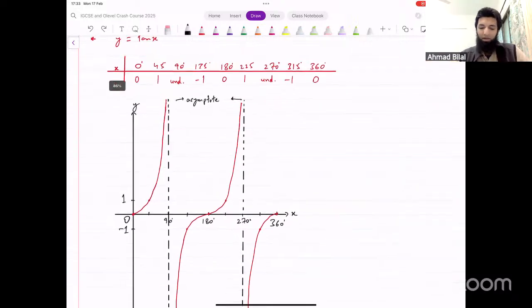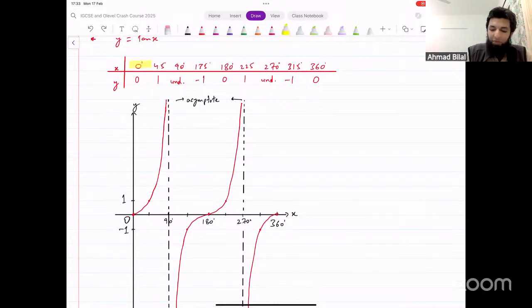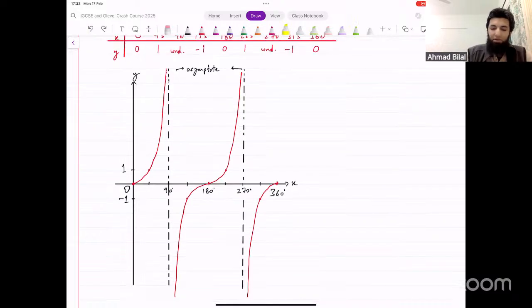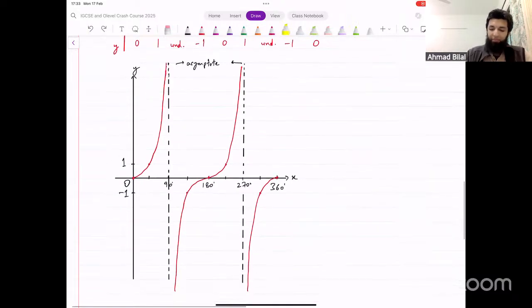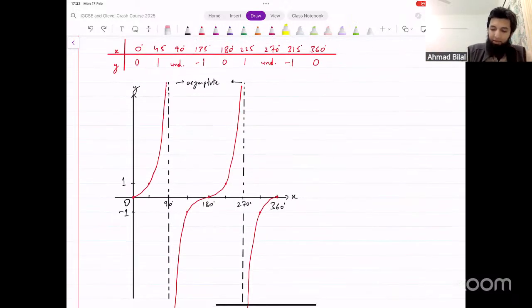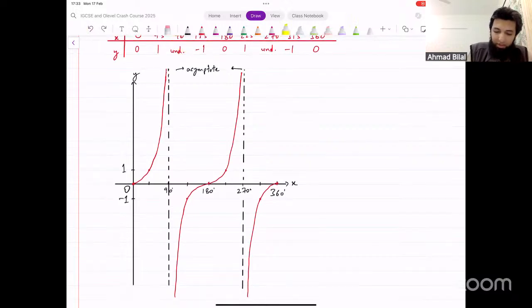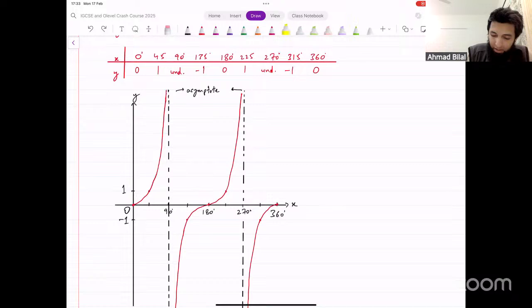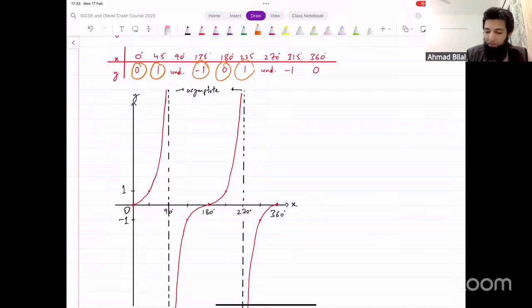Okay. Now, how do you draw tan graphs without a calculator? You will need to remember these values. Now, how do you remember them? You would remember the shape and remember that the y values can only be 0, 1, minus 1. These are the only values that you have here: 0, 1, and minus 1. These are the only possible values of tan for these intervals.